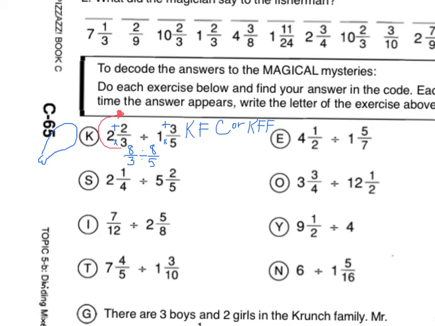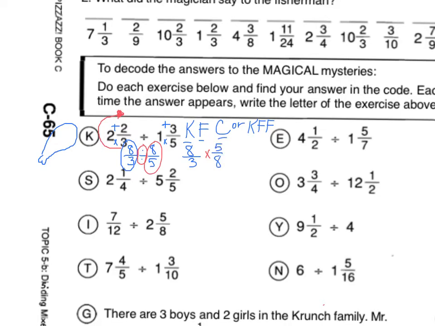So keep, flip, flip, or keep, flip, change, as some people like to say it, is where you keep the first fraction, keep it the same, don't change it, and then we're going to flip the division sign to multiplication, and we're going to flip the 8/5 over. We're going to write the reciprocal, and it's going to be 5/8.